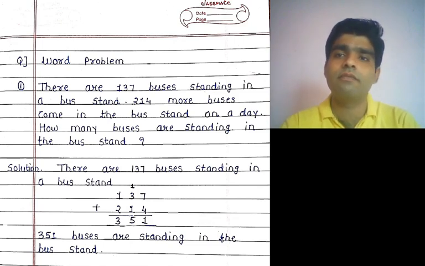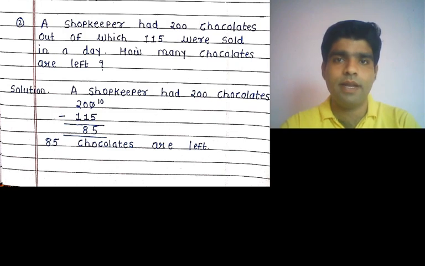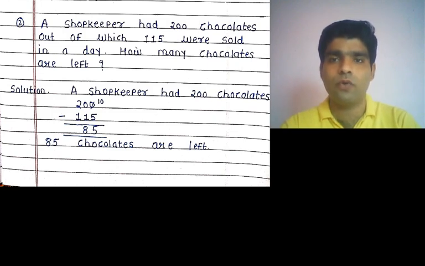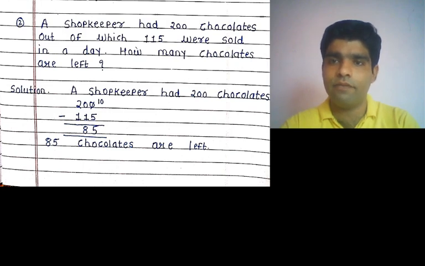Now let's start the second example. Example number 2. A shopkeeper had 200 chocolates, out of which 115 were sold in a day. How many chocolates are left? Okay. First of all, write down the given condition. Your given condition is: a shopkeeper had 200 chocolates. Okay. 200 subtract 115.